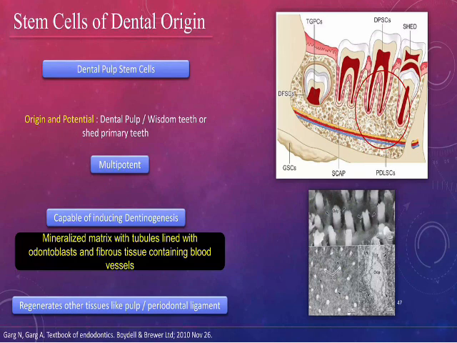The dental pulp stem cells are mainly present in the dental pulp. They can also be extracted from wisdom teeth or exfoliated primary teeth. These cells are multipotent in nature, capable of inducing dentinogenesis, which helps in the formation of dentin, the mineralized matrix within the tubules lined by the bones, and they also help in the regeneration of tissues like the pulp and periodontal ligaments.